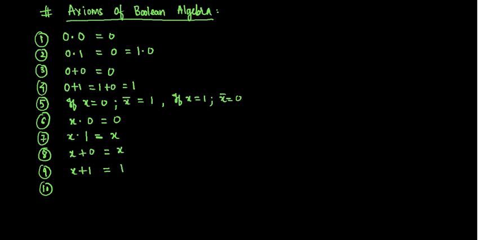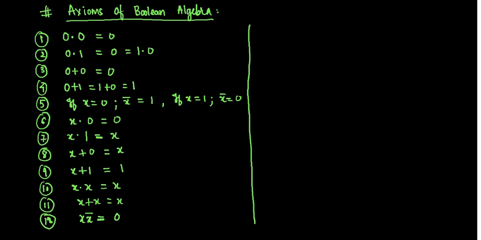Something 0, 1. x into x, x square. x or x. Then x into x bar is 0. Okay. 13.